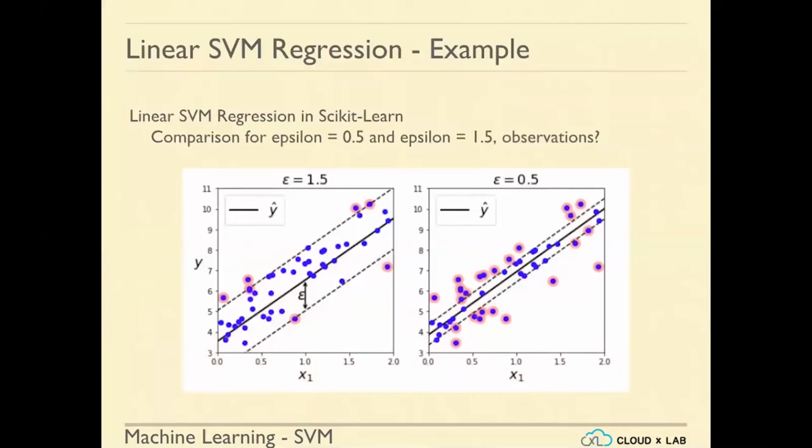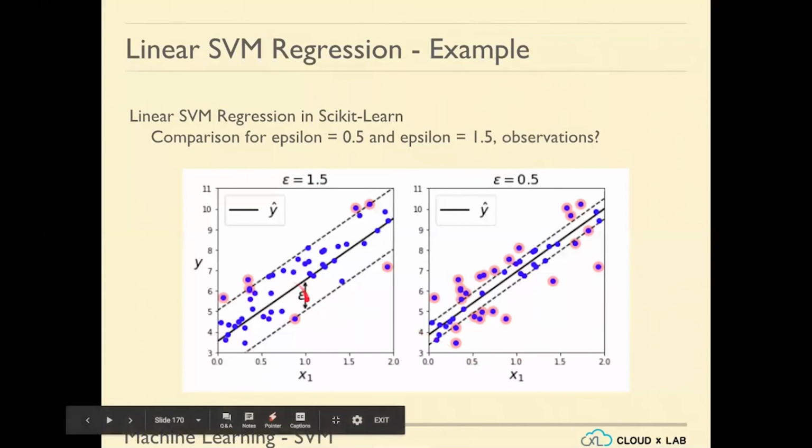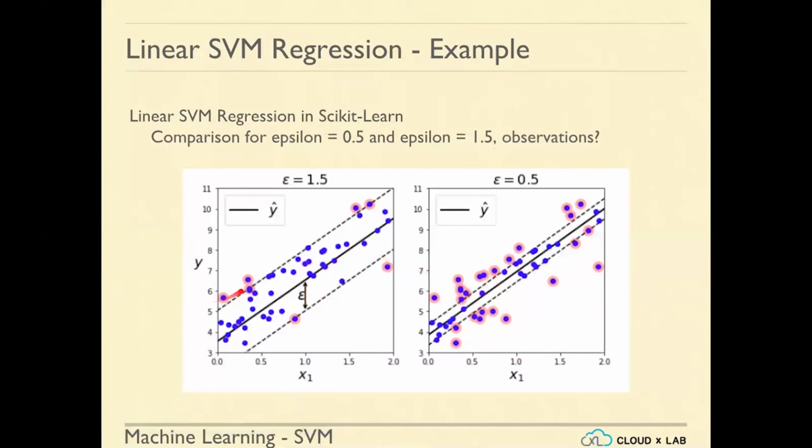Okay. So let's just take a look at the difference between epsilon 0.5 and 1.5. What do you see here? This is epsilon 1.5 and this is epsilon 0.5. These are the instances beyond the margin, these are the support vectors. These are the two support vectors. So these are the instances there. Okay. So epsilon 1.5 is overfitting. That's right.